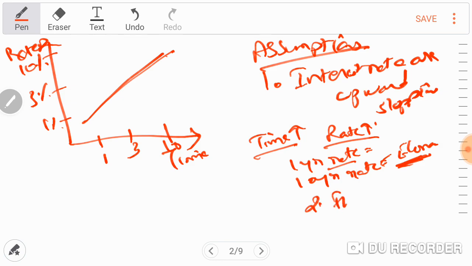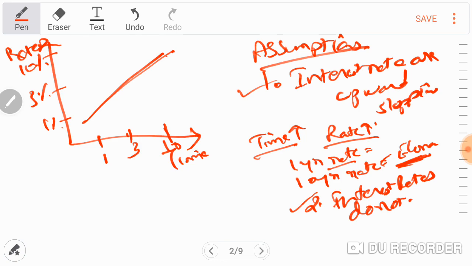The second assumption is that interest rates do not change, which means if we assume that the 1 year rate is 1%, 3 years is 3%, and 10 years is 10%, these do not change. So these are the two major assumptions in terms of riding the yield curve.